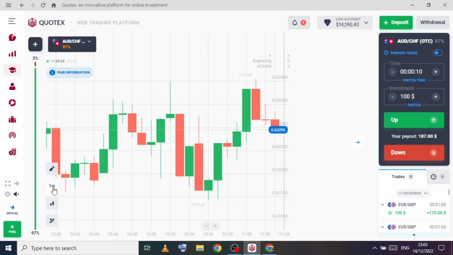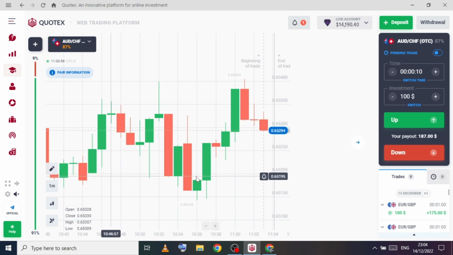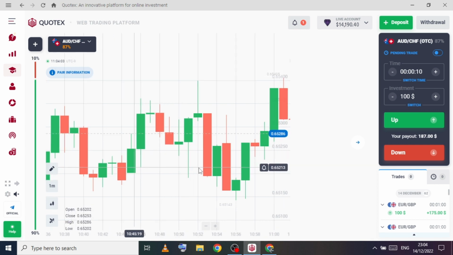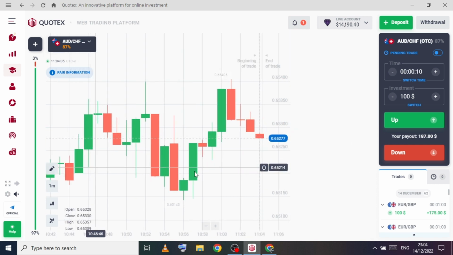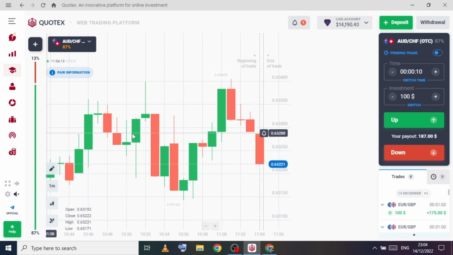All right, and then where it says 1 minute right here, this is where you set the candlestick time frame. Basically, right now our candlesticks are 1 minute candlesticks. You can change them to maybe 2 minutes, 10 seconds, whichever you want.